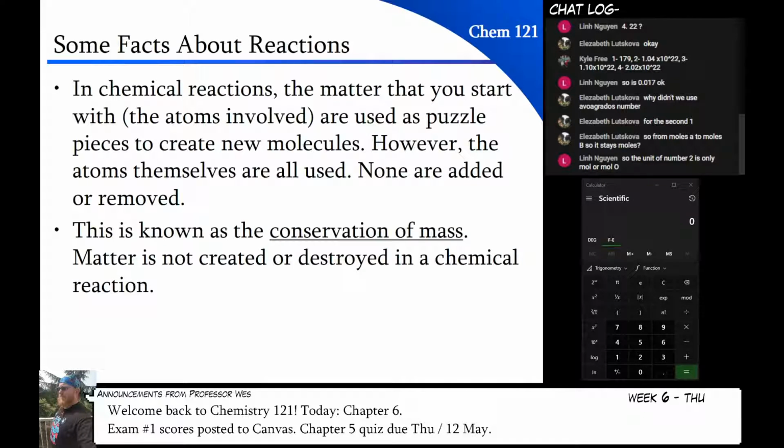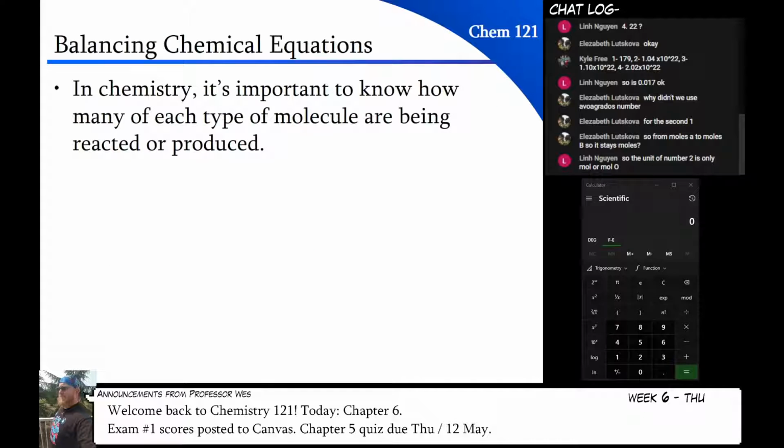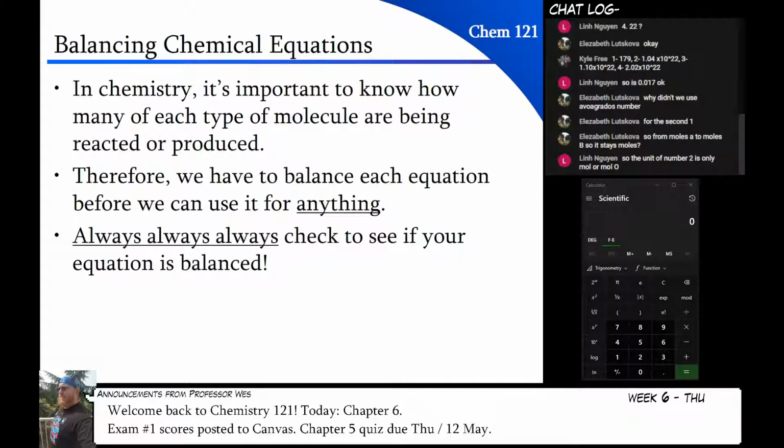All right. So this is just about the conservation of mass. Hey, you can't create or destroy matter. You have to use all of the stuff. Therefore, your reaction must be balanced. Always, always, always check to make sure it is.